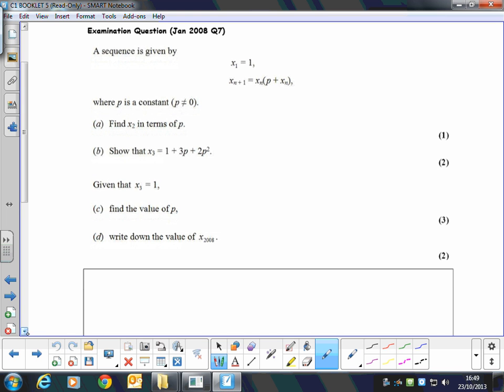C1 sequences, exam question January 2008, question 7. In this question, we're given a sequence, x(n+1) is equal to x(n) multiplied by (p plus x(n)). So this is a recurrence relation because the term that we want is defined in terms of the previous terms. So x(n+1) is the term that we want, and x(n) is the term before it.